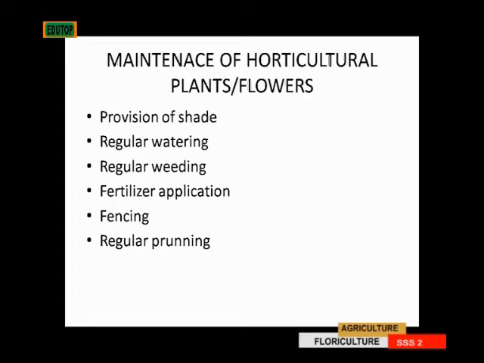Then you can fence it to prevent intrusion from animals or even human beings. Then regular pruning to make it look beautiful and to grow more. So that's the cutting of the stem or cutting of some part of the flower. That is called regular pruning. So that is about floriculture, about ornamental plants.